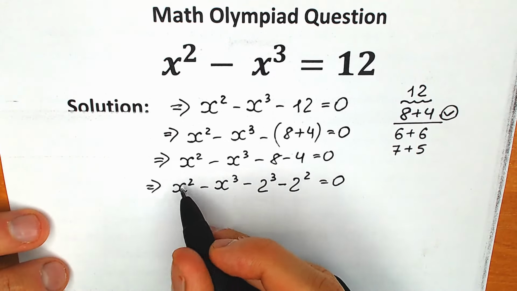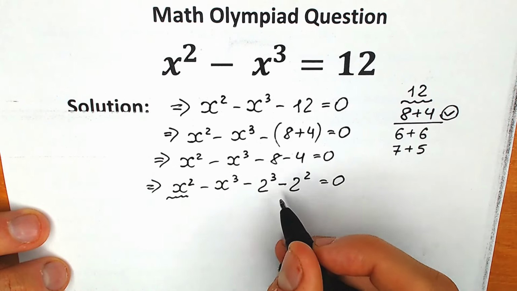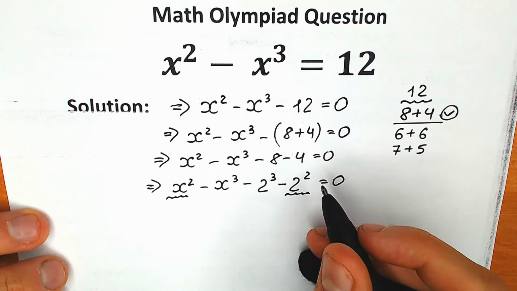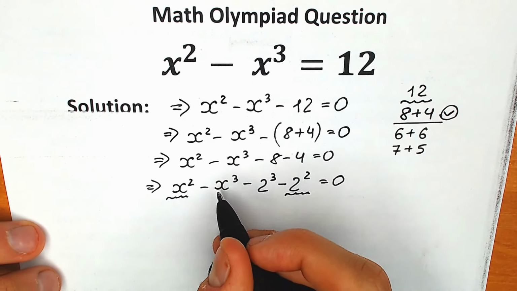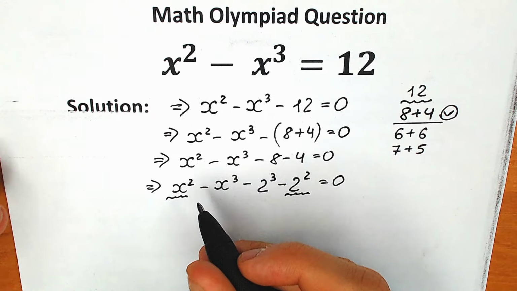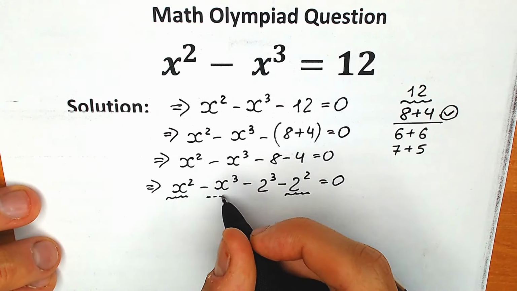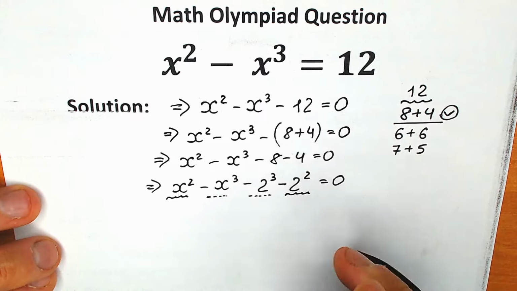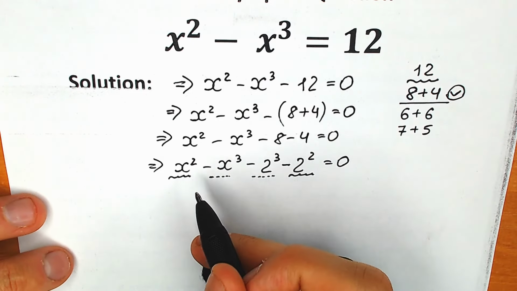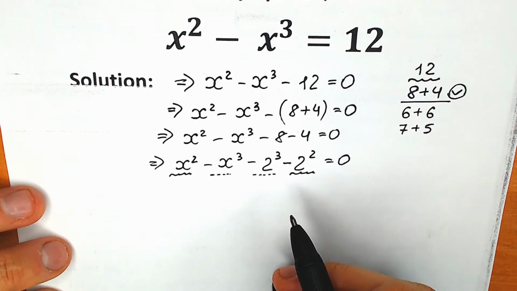I hope you see that in terms of variables, we have x squared and right here a square, so we can easily group them. We have the same thing with x cubed and 2 cubed, two expressions with the third power. I'm going to underline it as well, but with a different line. Now let's group our squares and our cubes and see what will happen.